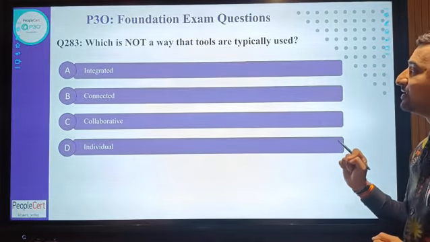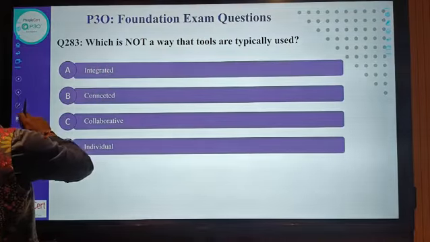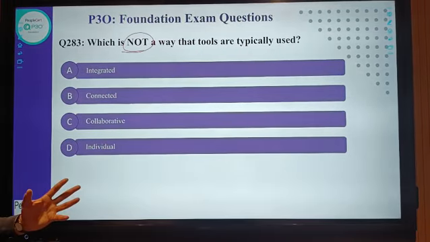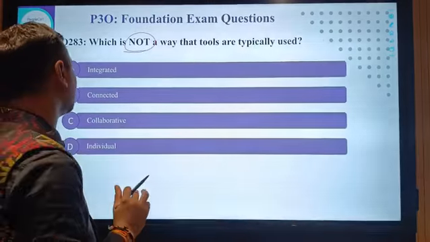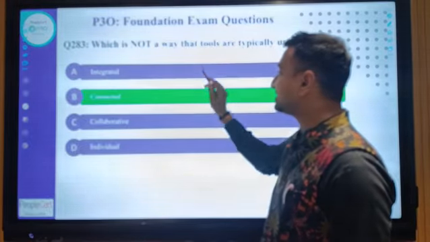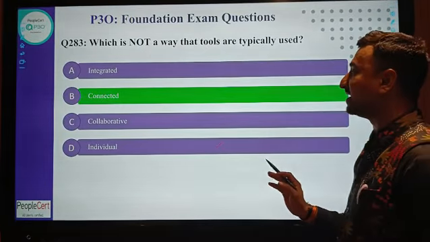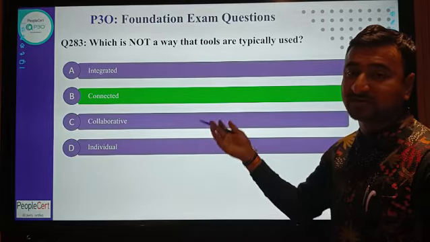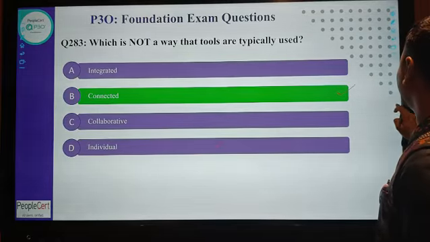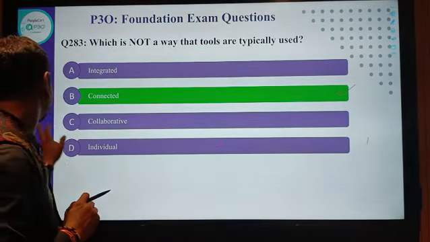Which is not a way that tools are typically used? Now try to be conscious over here. They specifically ask which is not a tool. So there is a negative type of question that you have to understand. And as you know, there is standard vocabulary. So integrated is standard vocabulary, collaborative is a standard vocabulary, and individual is a standard vocabulary. So currently it's not a standard vocabulary, so that would be the correct answer. You have already got the answer over here. Let's move to the next question.